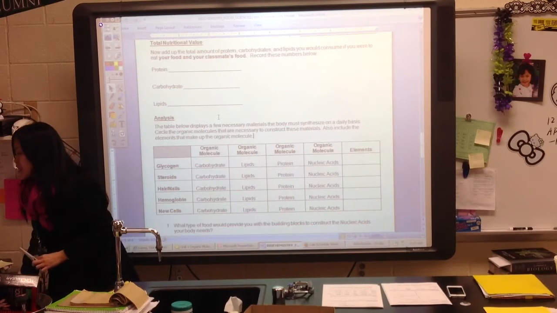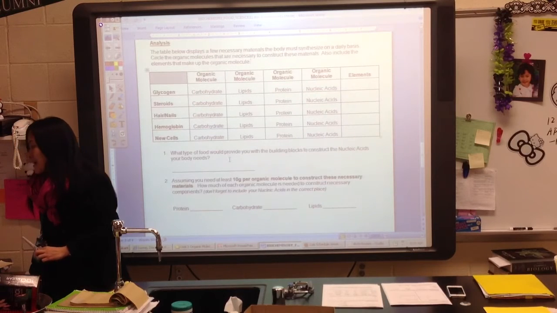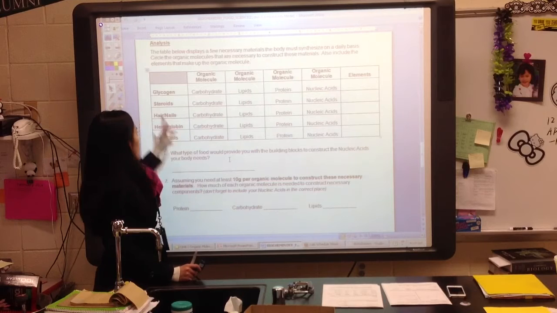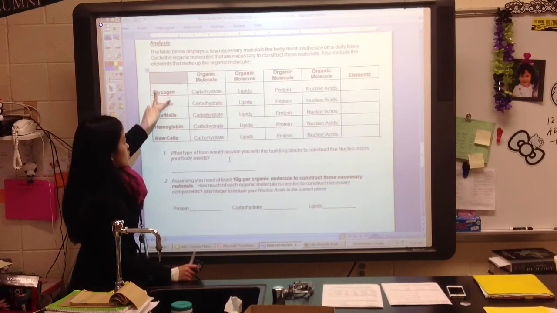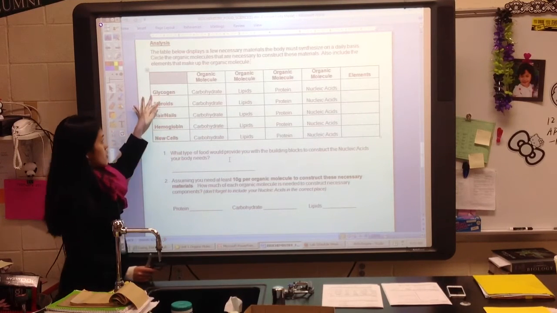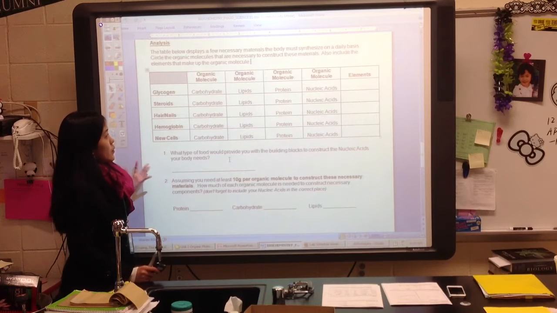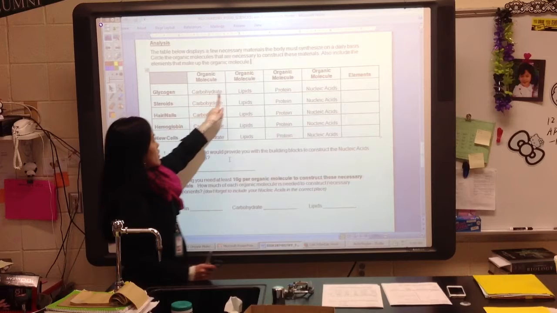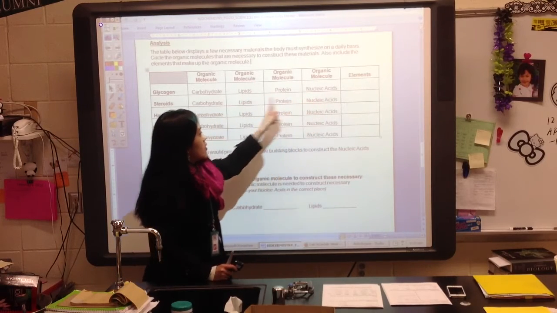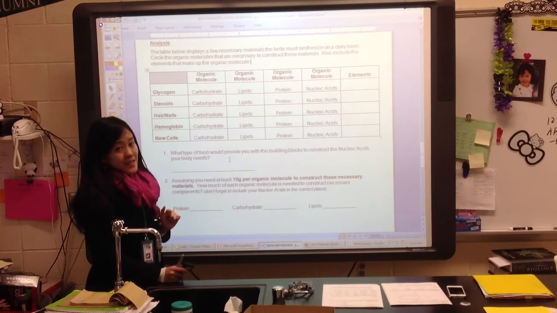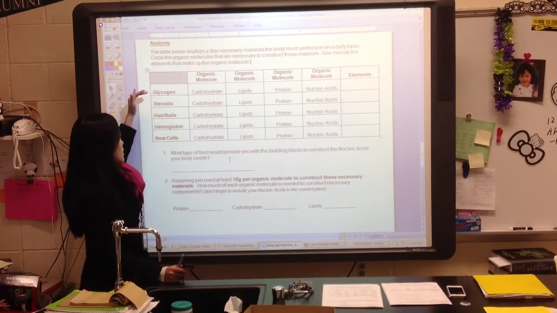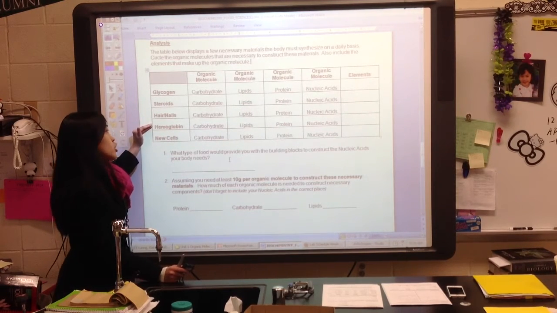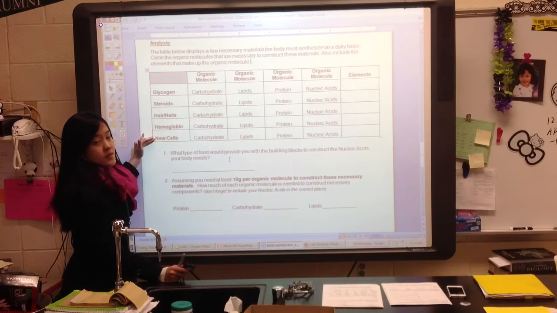The next section, for analysis, the table below displays a few necessary materials in your body. These are the materials that your body needs. So these are things that your body makes on a daily basis. And what you want to decide is which one of these organic molecules is necessary to build glycogen, to build steroids, to build hair, nails, to build hemoglobin, to build these cells.